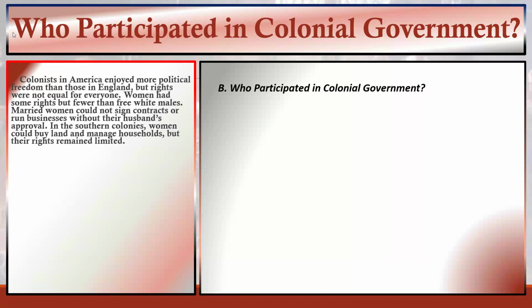So, colonists in America had more freedom than England, but not everyone was equal. Women had some rights, but fewer than free white males. Married women could not sign contracts or run businesses without their husband's approval. Women in the South actually had more rights. Their husbands tended to be away, selling and trading goods, so they were actually given more property rights than even women in New England or the middle colonies.